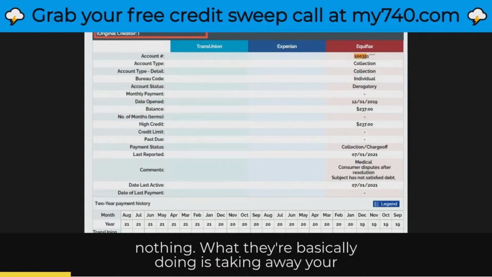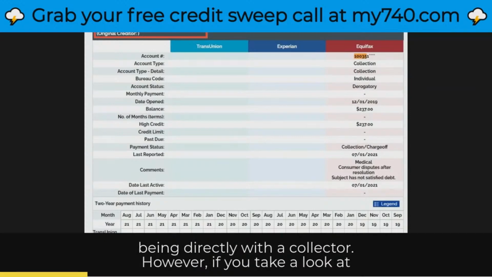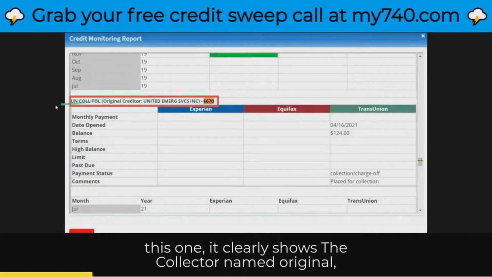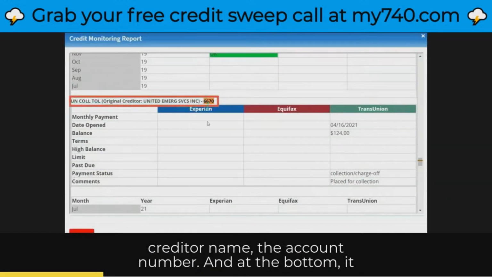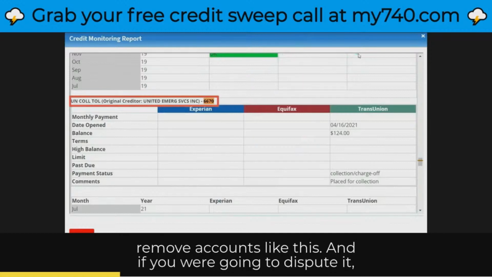What they're basically doing is taking away your ability to, number one, identify, and number two, remove it by disputing directly with the collector. However, if you take a look at this one, it clearly shows the collector name, original creditor name, the account number, and at the bottom, it most definitely shows the address. Now, you can still remove accounts like this.